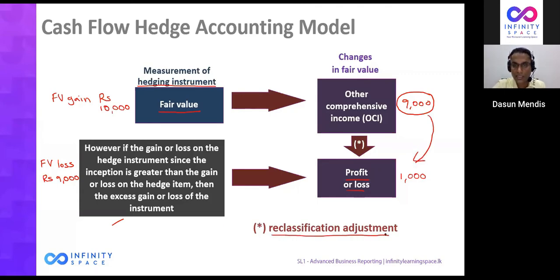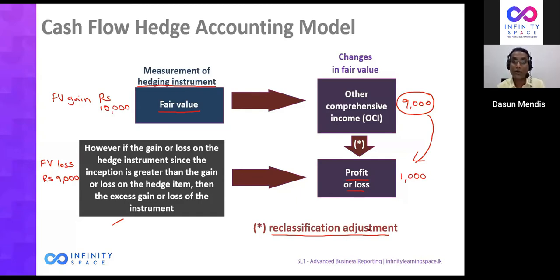Reclassification adjustment. Which means initially value gains are taken to the OCI. Through that, it is accumulated in an equity reserve called cash flow hedge reserve. Thereafter, at a future date, once the forecasted transaction occurs, the value accumulated in the cash flow hedge reserve, you reclassify to the P&L through other comprehensive income as a reclassification adjustment. So this is the technical aspect of cash flow hedge accounting.